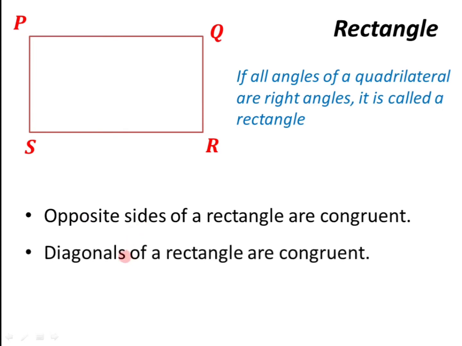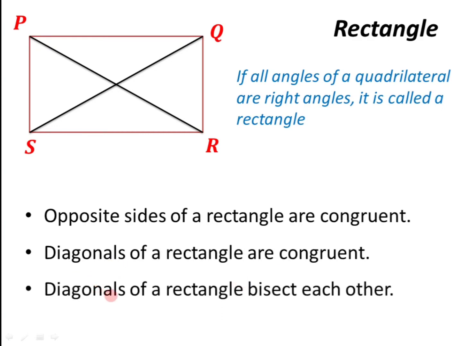The next property is diagonals of a rectangle are congruent. If we draw the diagonals PR and diagonal QS, they are congruent for the rectangle. This diagonal PR is congruent to diagonal QS. The next property of a rectangle is that diagonals of a rectangle bisect each other. So it is also the same property as a parallelogram. Diagonal PR and diagonal QS bisect each other.